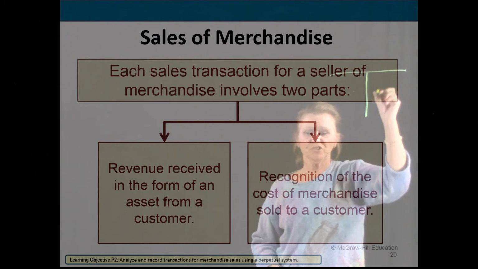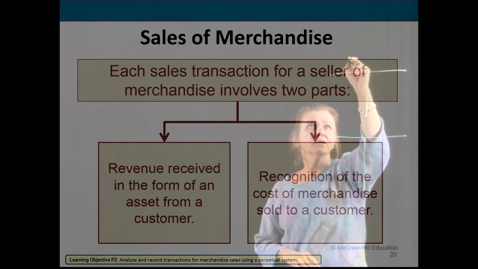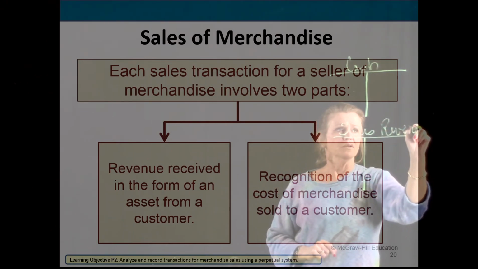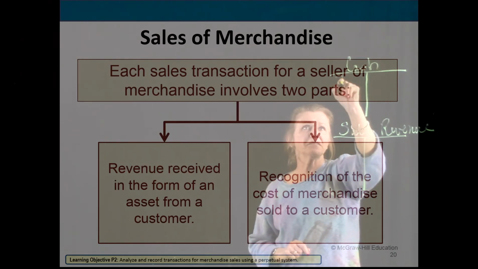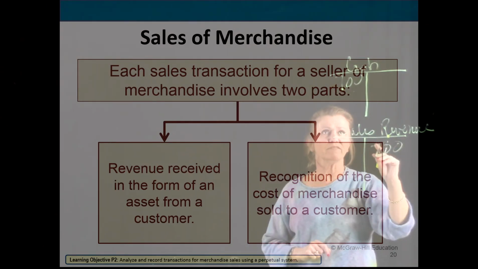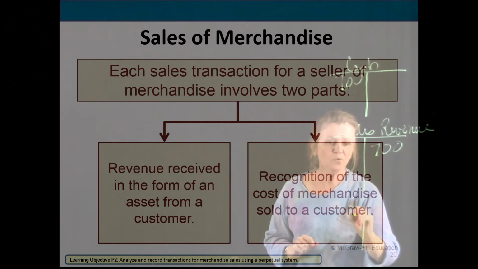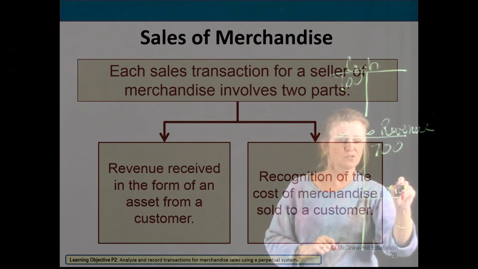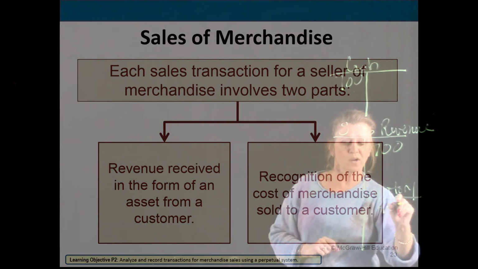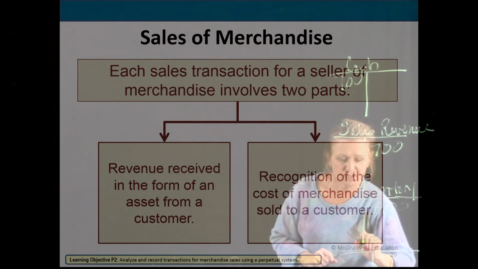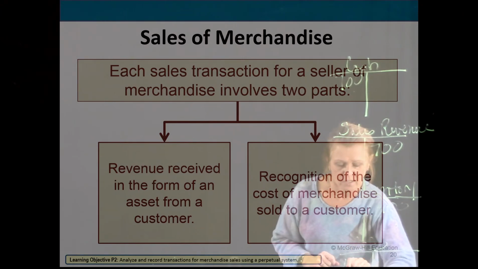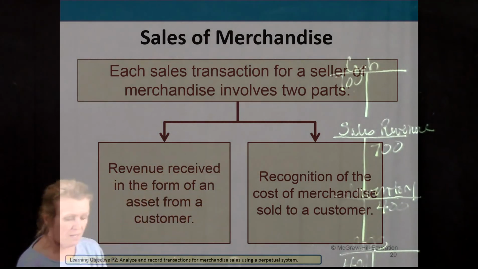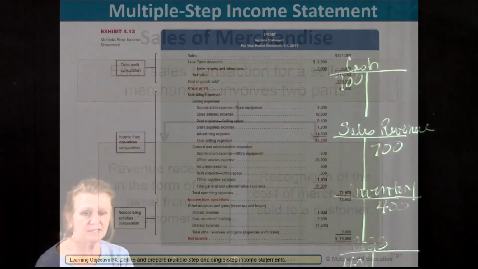We're going to say cash, sales revenue, and this is going to be, we got $700 in cash and $700 of sales revenue. But the inventory that we sold only cost us $400. So we're going to reduce our inventory by $400 and record our cost of goods sold as an expense for $400. So there's two separate journal entries that take place within the sale of the merchandise.